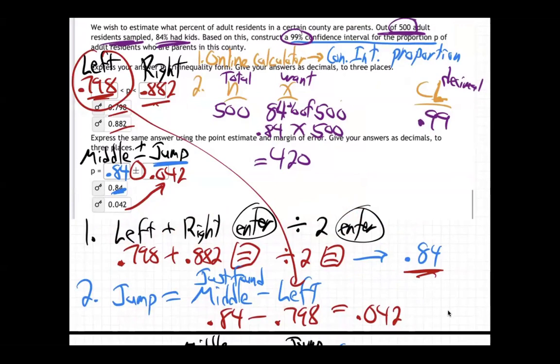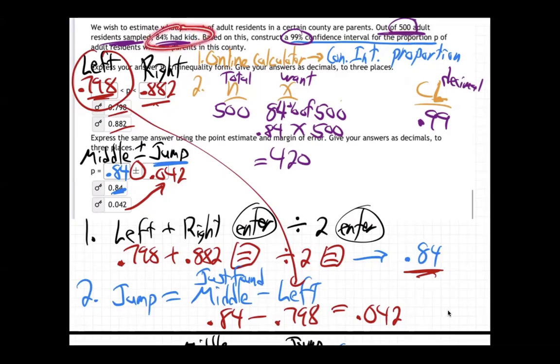We're saying we think between 79% and 88% of the, because in our survey, we got 84%, right? We surveyed 500 people in our county. That's not the whole county, but 500 adults, and 84% of them had kids. So that gives us an idea of what might be true for the whole county. We didn't survey the whole county. We just surveyed 500 adults. So what might be true for the whole county?